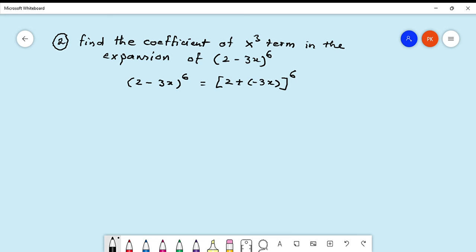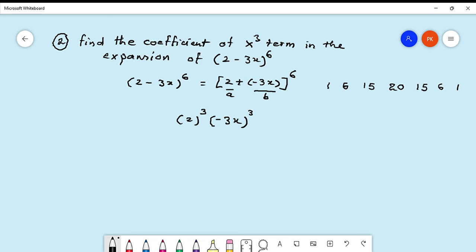That means your a here is 2 and b here is minus 3x. Now you want the x cube term. That means the power of minus 3x, I will take it as 3. Total power is 6. So 2's power will be again 3. And in the expansion of (a + b)^6, the coefficients are 1, 6, 15, 20, 15, 6, 1.